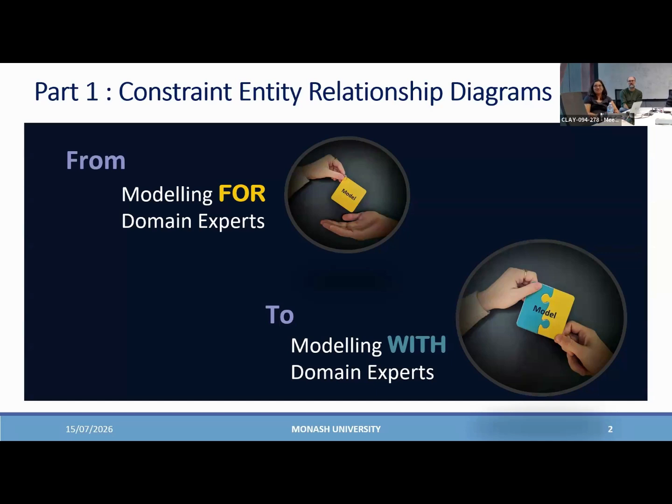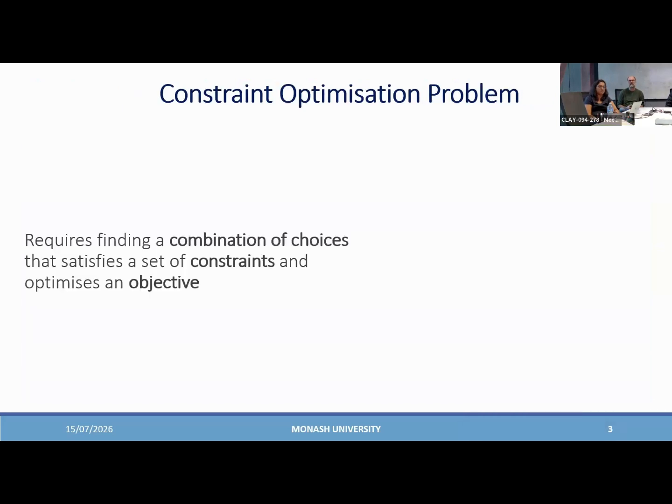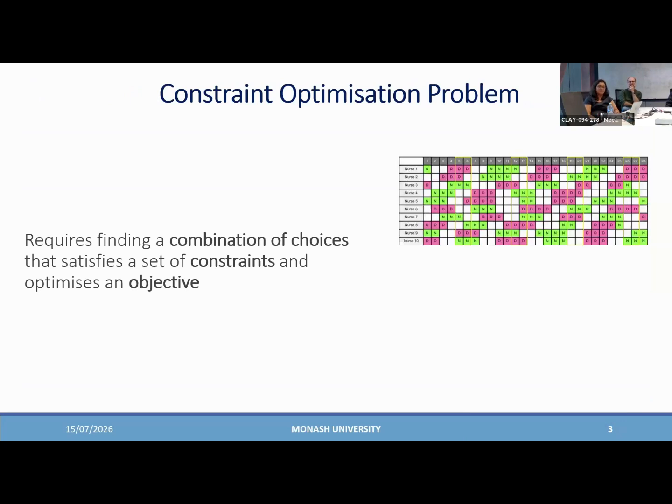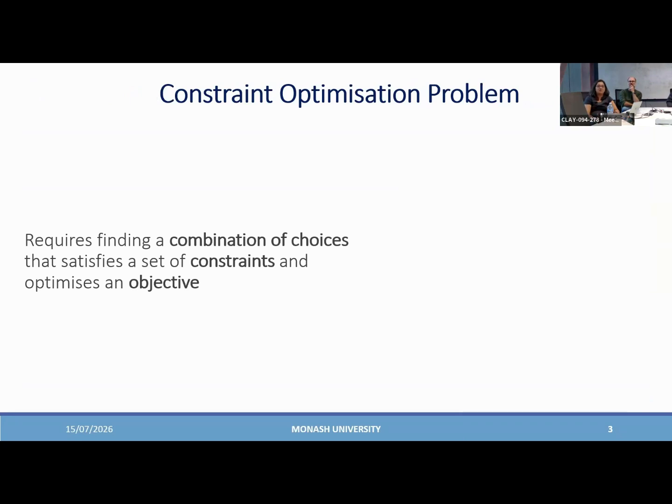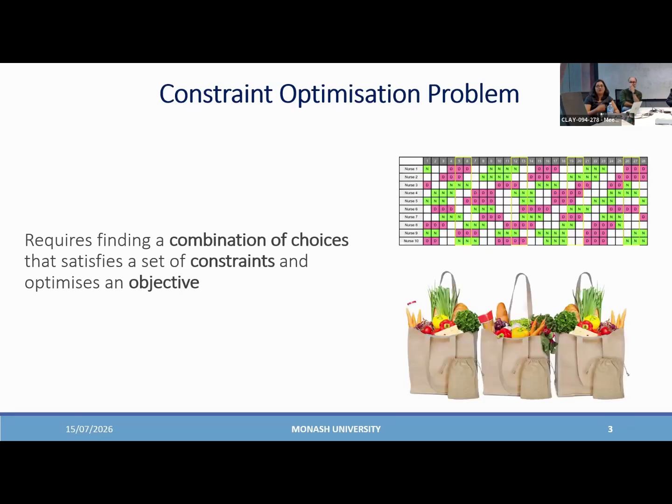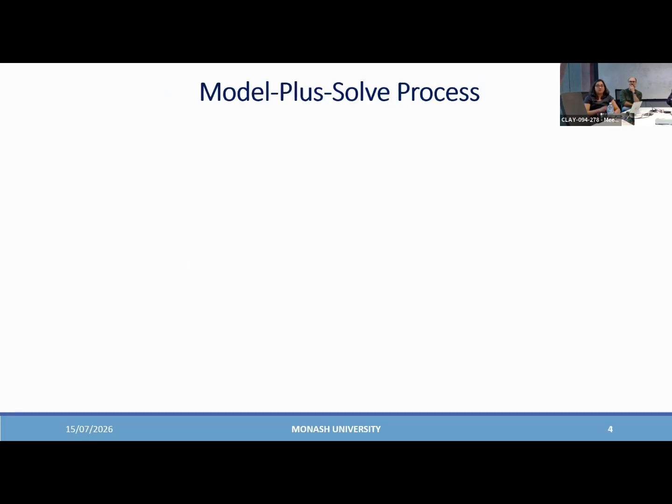Before I dive into the Constraint Entity Relationship Diagrams, let me first set the background so that we are using the same terminology throughout the talk. As you are aware, constraint optimization problems are when you have to find a combination of choices that satisfies a set of constraints and optimizes an objective. Simply, when you're creating a roster or even when you're packing your grocery bags, you're solving an optimization problem. A modern approach to solve these problems is through using problem-specific models along with generic solvers.